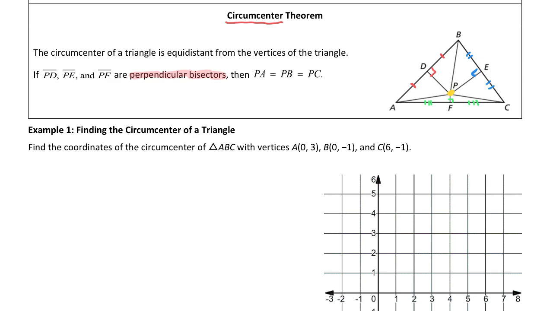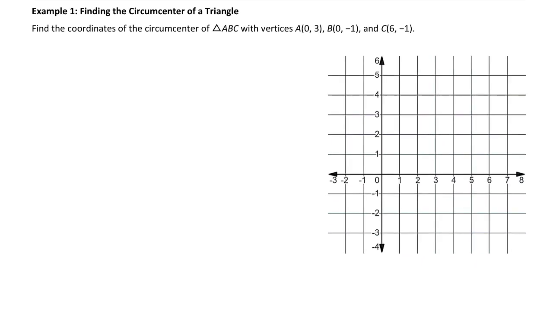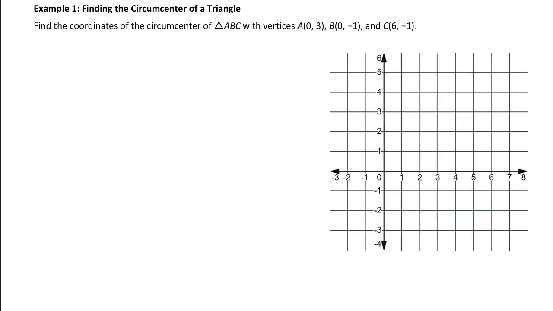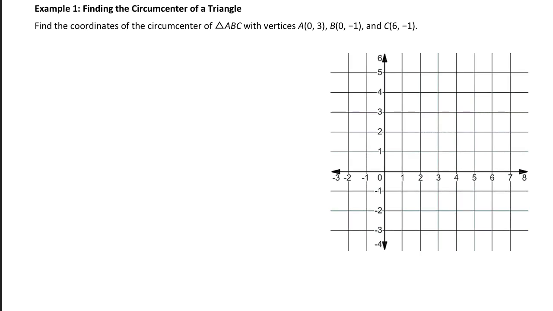Okay, so in the first example, I'm going to talk about how we find the circumcenter of a triangle from a coordinate grid. So first I'm going to graph the triangle. The points are 0, 3, 0, negative 1, and 6, negative 1. So that's going to be the points A, B, and C of the triangle. And if we notice, this looks like a right triangle.